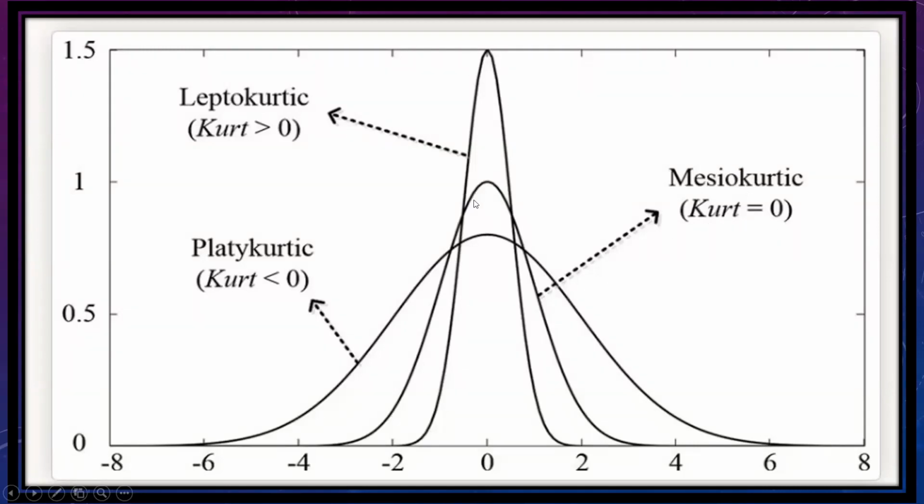So these are the 3 types of distributions depending on the coefficient of kurtosis. Leptokurtic means coefficient of kurtosis is greater than 0. Mesokurtic means coefficient of kurtosis is equal to 0, and platykurtic means coefficient of kurtosis is less than 0. This is the graph showing different distributions depending upon the coefficient of kurtosis.